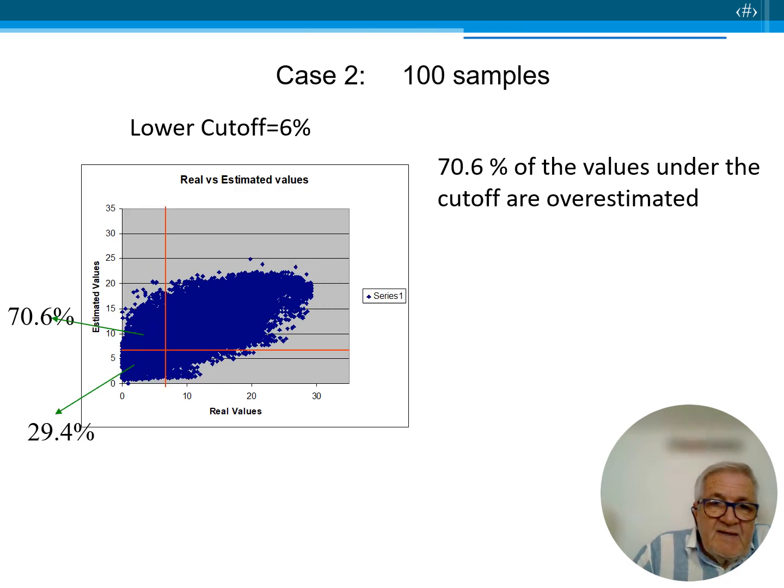Let's see what happened in case 2 with the other samples. It's a little bit better. You can see that we have only 71% of values under the cutoff grade overestimated and 29% correctly estimated.